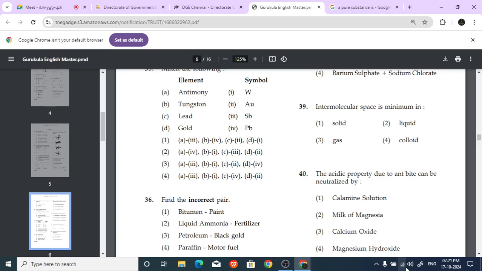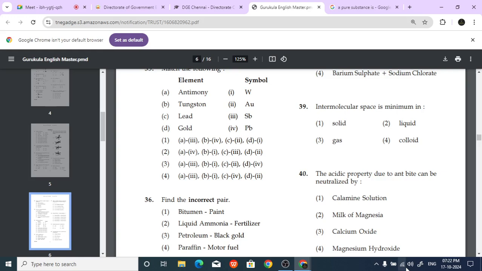I think bitumen paint is the incorrect pair. Bitumen is used to make tar, not paint. Okay. So I think option one is the wrong pair, I mean, is the answer.